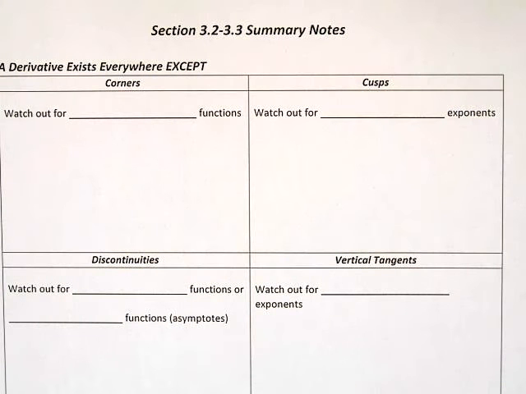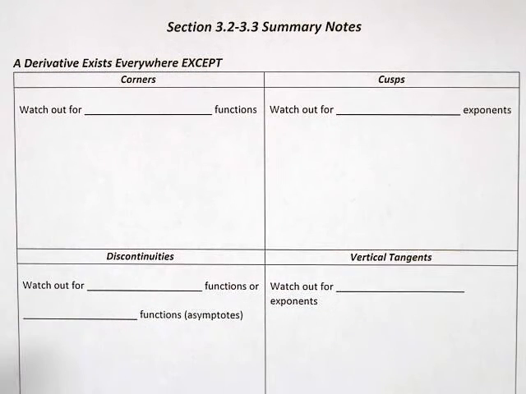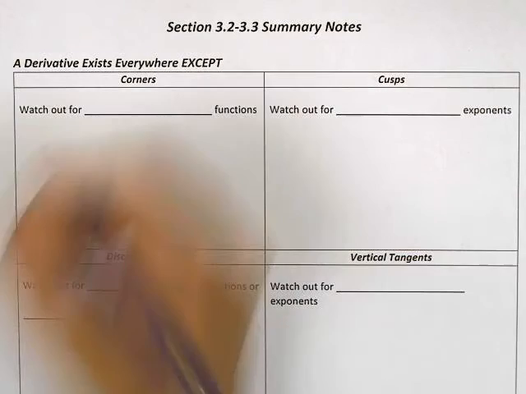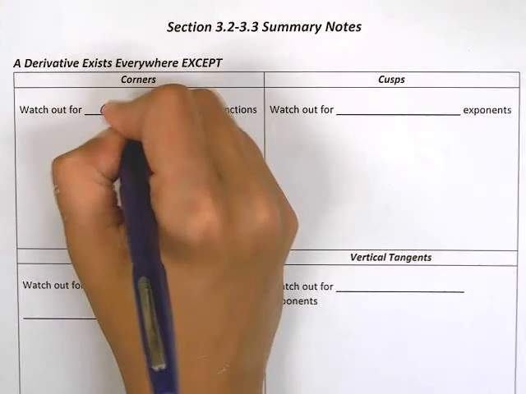Okay, so today in these notes, I'm going to sort of summarize what's been happening in section 3.2 and 3.3. We learned that a derivative exists everywhere except very specific values. For example, corners. Watch out for absolute value functions.